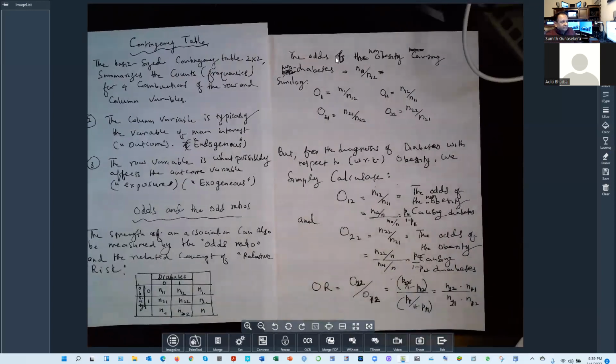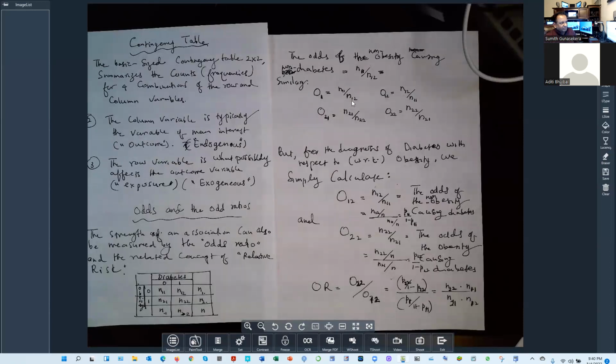So this one, see the odds of the non-obesity. Non-obesity causing non-diabetes. If you are not obese and have no diabetes as well, see, this one. Non-obesity causing non-diabetes. That odds, see, that odds.